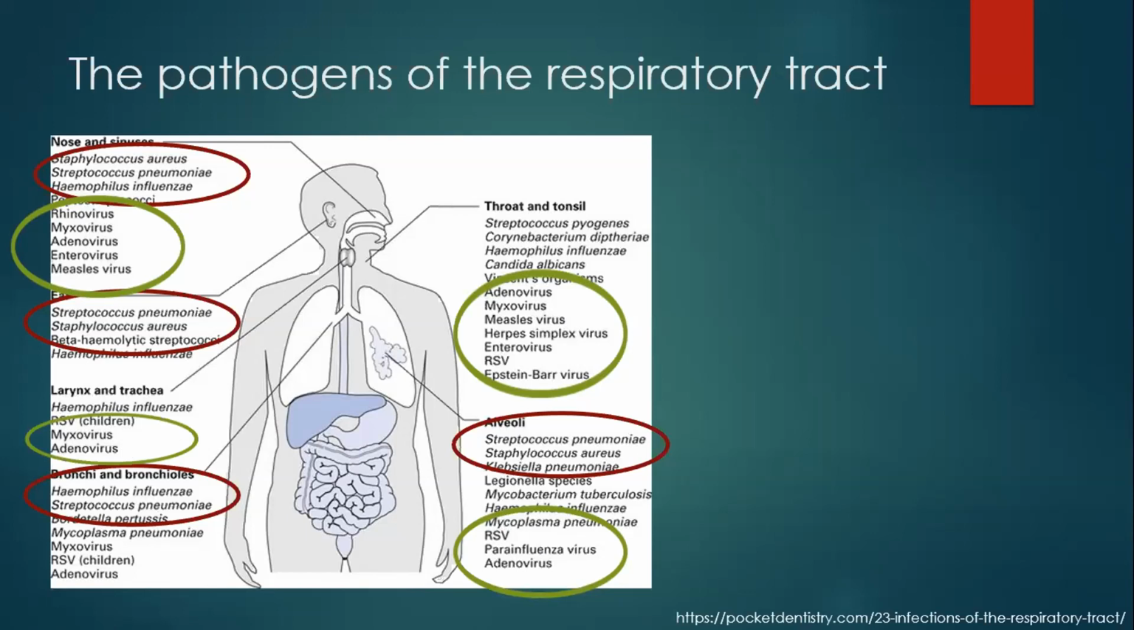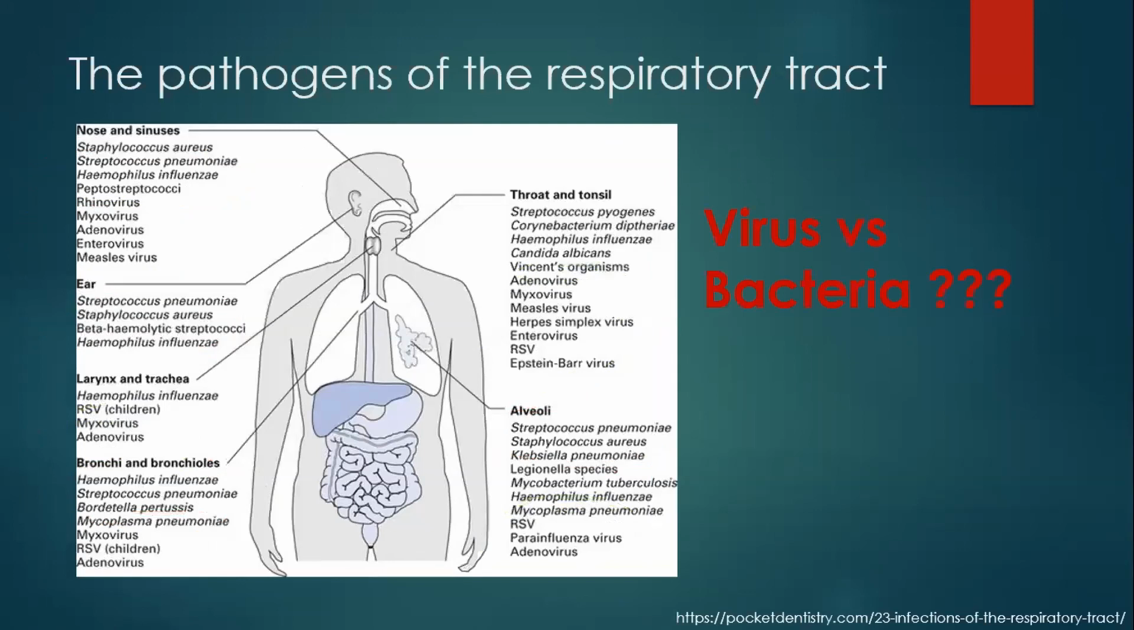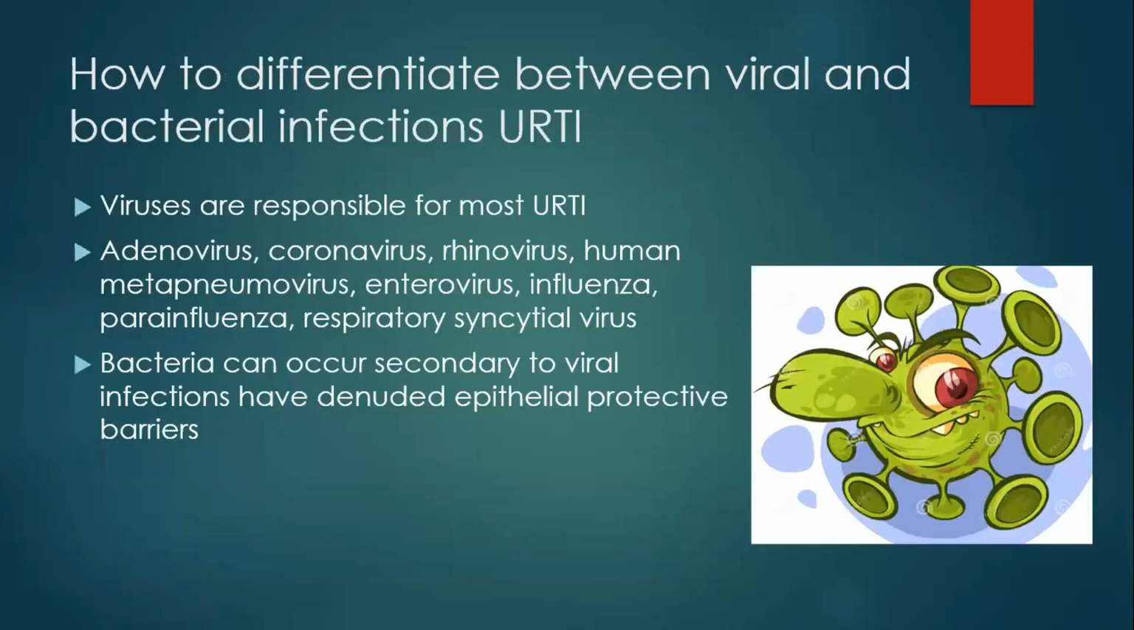So when it comes to the respiratory tract, the big question we're always asking ourselves is: is this a virus or is this a bacteria? And why this is important is obviously this is a stewardship talk. It's all about when or when not to give the antibiotic. So the question becomes, how can we differentiate between a viral and a bacterial infection, especially when it comes to the upper respiratory tract? And I think your go-to response should be that viruses are responsible for the majority of upper respiratory tract infections.